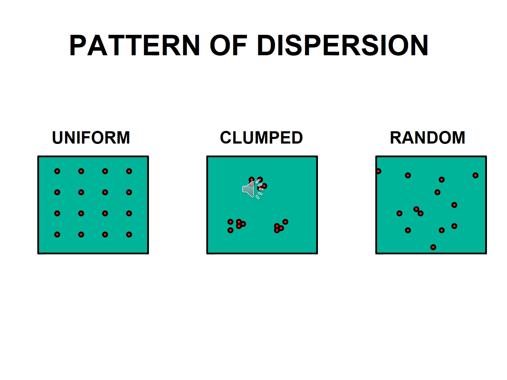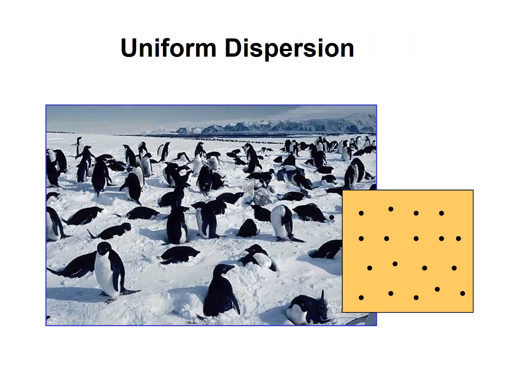So there are three different patterns of dispersion, which can be anywhere: air, land, sea. Uniform dispersion, just a kind of stylized example of that, or clumped or random. Let's look at some examples of those.